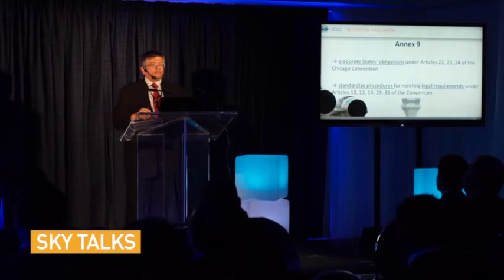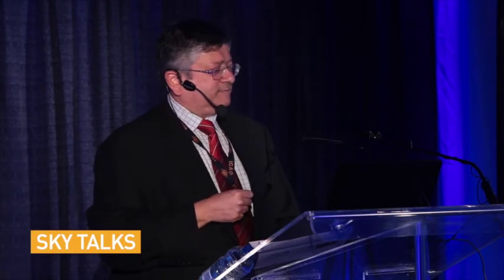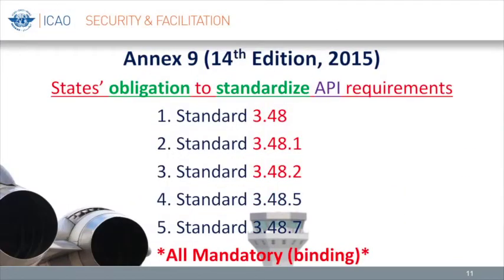So Annex 9 was developed to elaborate states' obligations under Articles 22, 23, 24 of the Convention, and to standardize procedures for meeting the legal requirements under several articles. Article 10, for example, landing at customs airport. You have seen Article 13. Article 14 deals with the prevention of the spread of disease. Article 29, the documents that are to be carried on an aircraft. Article 35 concerns cargo restrictions. So these are the articles that find their expression in Annex 9.